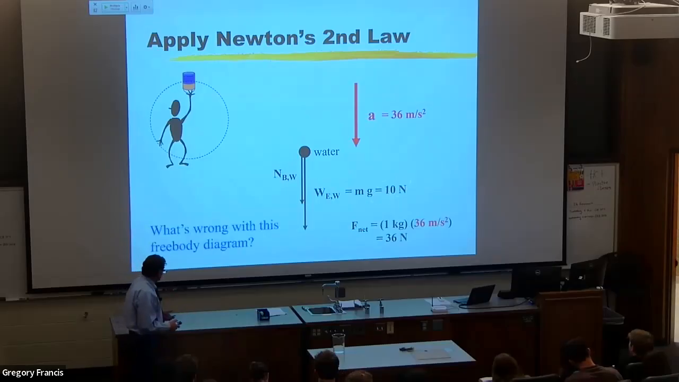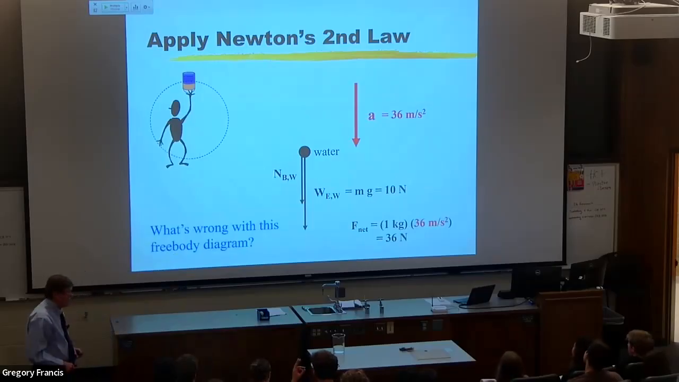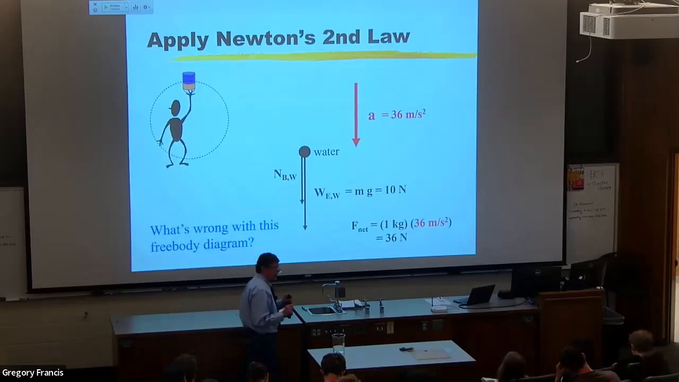So what's wrong with my free body diagram? What's the mistake there? How big does that normal force have to be? It has to be 26. It should be 2.5 times as long as that weight force. It just isn't drawn to scale. Okay, does that make sense? Check with your neighbor again, really quick.